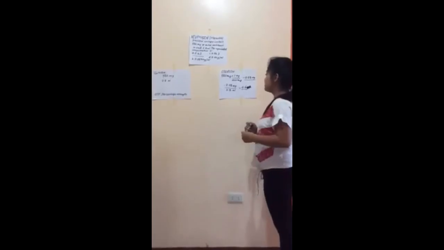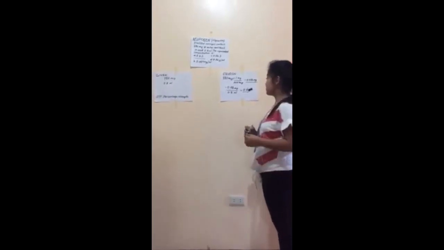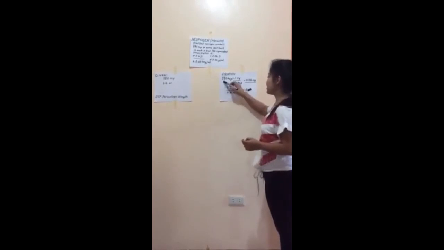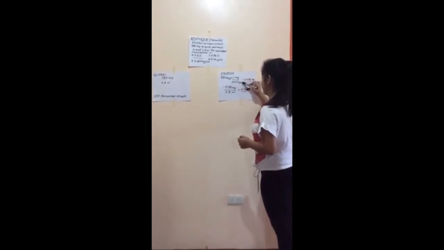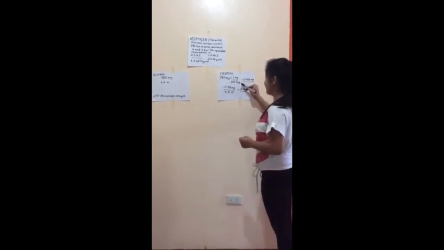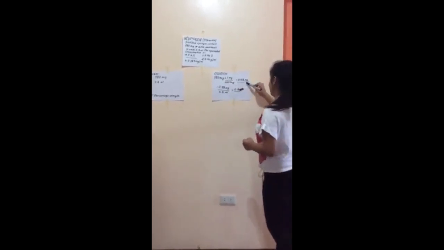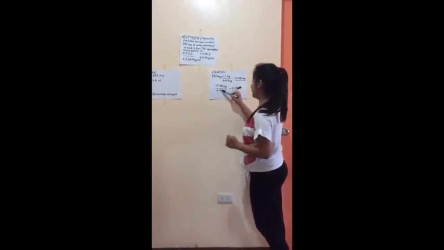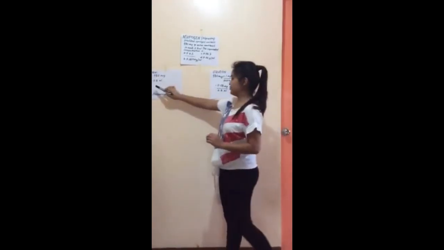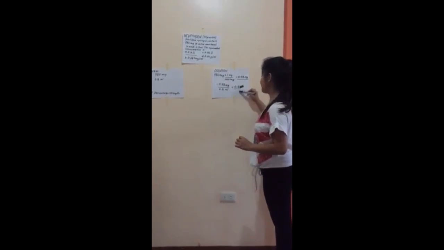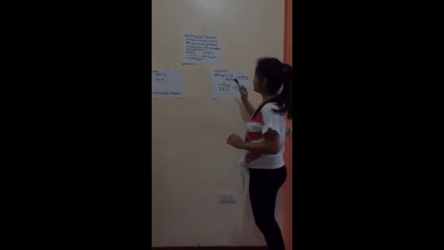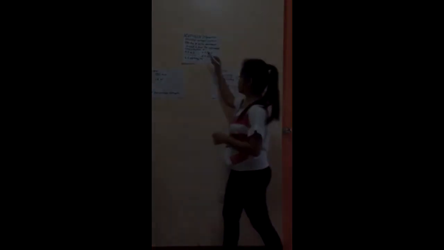So first, we need to convert 480 microgram to milligram. So 480 microgram times 1 mg over 1000 microgram. So cancel. So the answer is 0.48 milligram. We divide it into 0.8 ml. So the answer is 0.6. So the equivalent concentration is 0.6%.